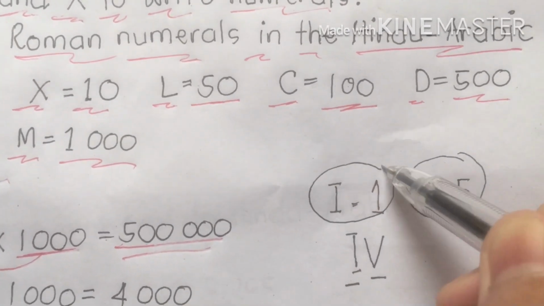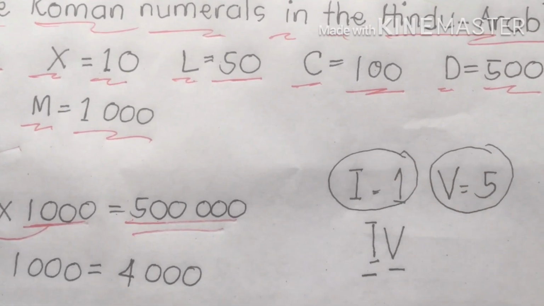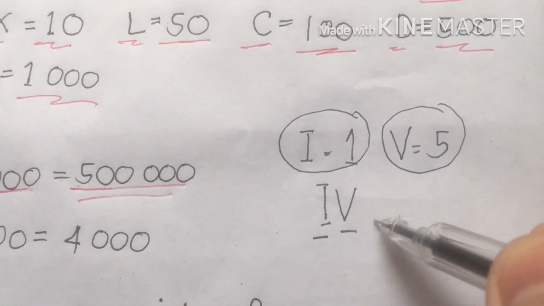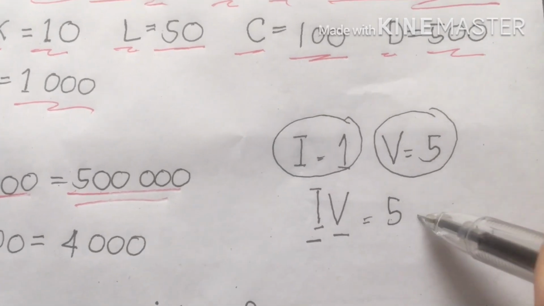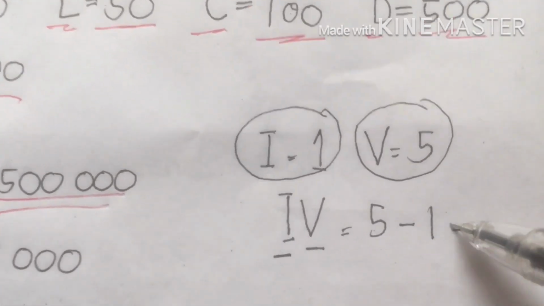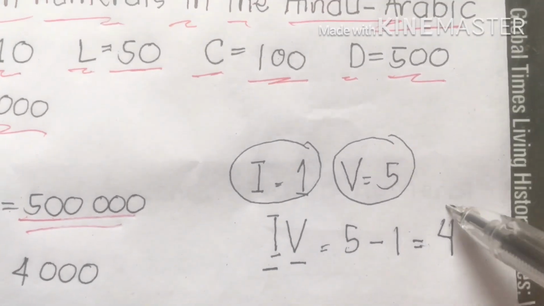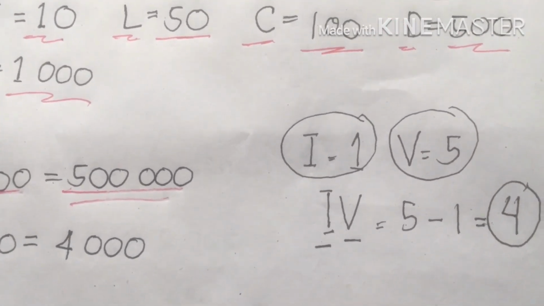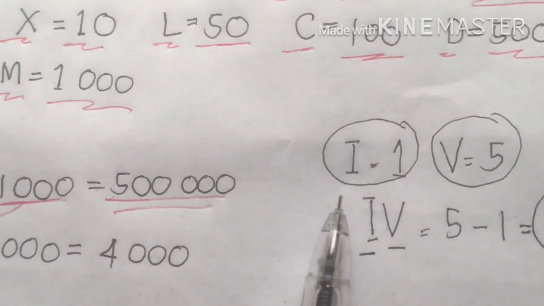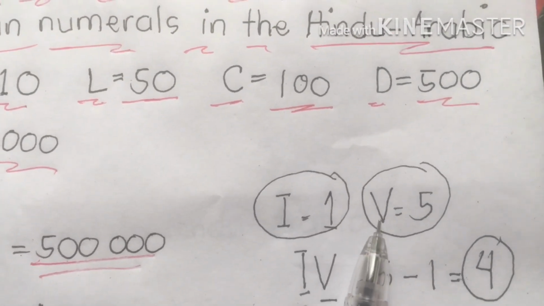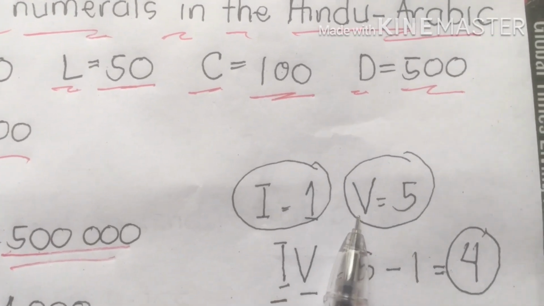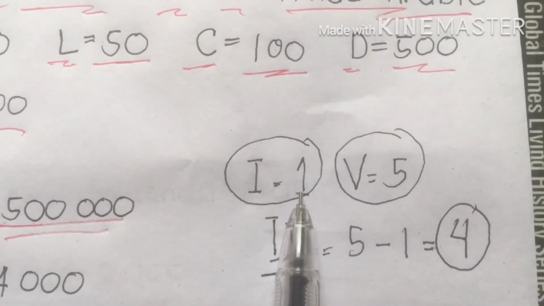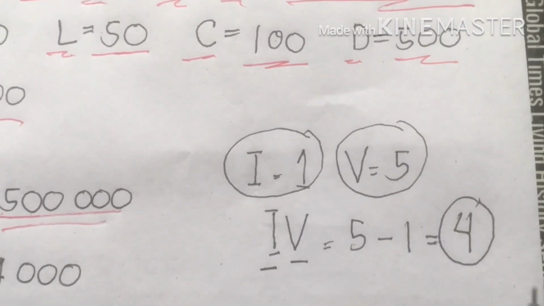So all you have to do, my dear students, is subtract it. So V is 5. This will be the result: 5 minus 1. The result is 4, my dear students. Okay? That is our rule. Lower number first comes before a higher number, which is the bigger number, because V is equivalent to 5. 5 is greater than 1. 1 is less than 5. So that's why we're going to subtract it.